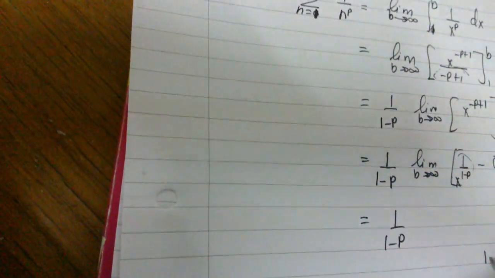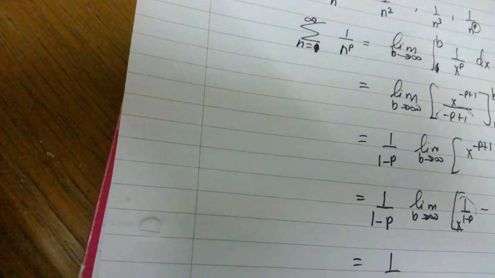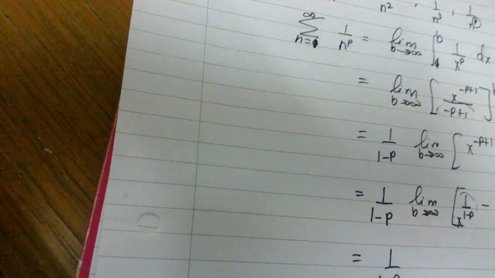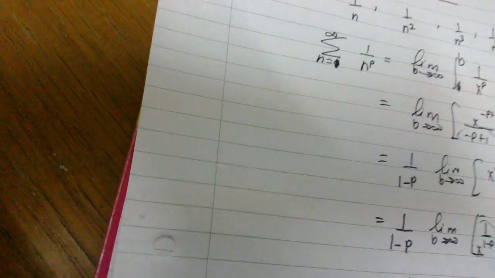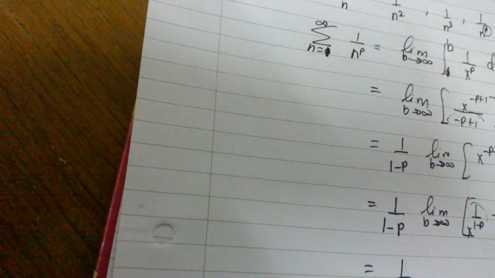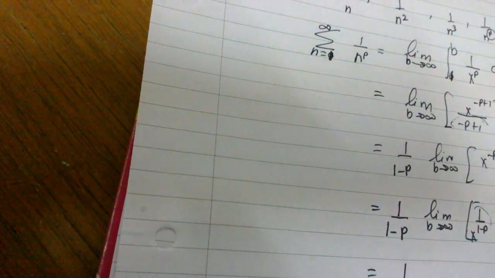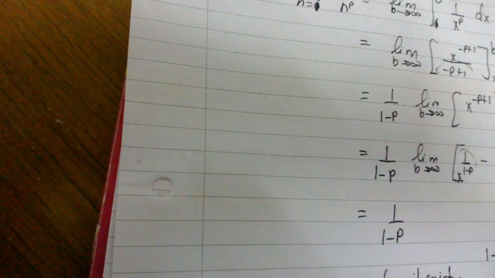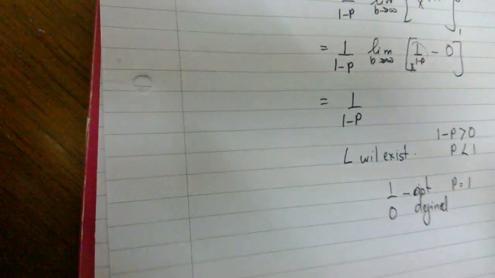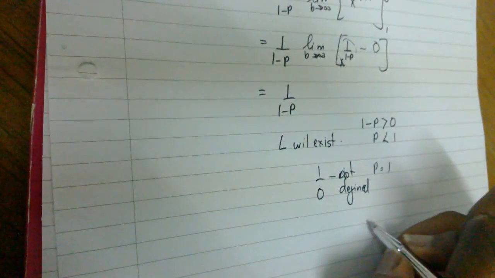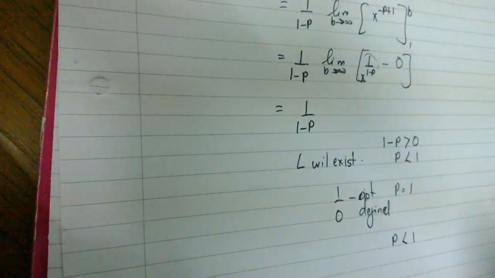And if, let's say, 1 minus p is greater than 0, right? If 1 minus p is greater than 0, that means p is less than 1, and then we are sure of one thing: a limit will exist, right? But if, let's say, p is equal to 1, we shall realize that we shall have 1 over 0, of course, which is not defined, right? We have to take that into consideration.